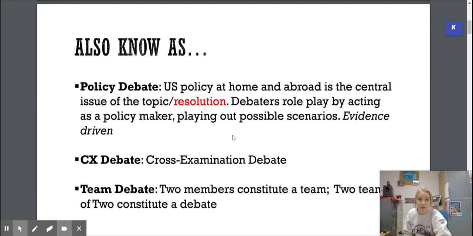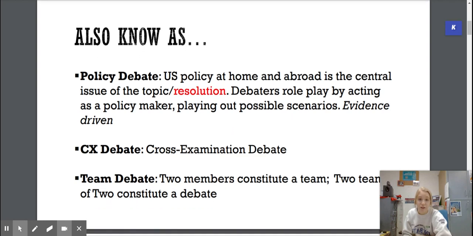The central focus of policy debate is on U.S. policy and trying to get it passed. Debaters role play by acting as a policy maker. They make policy and play out possible scenarios. This debate type is very evidence-driven.